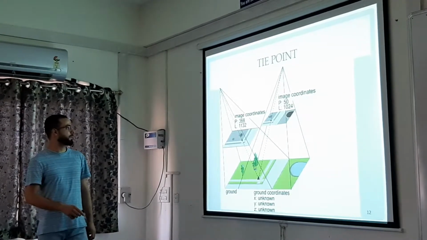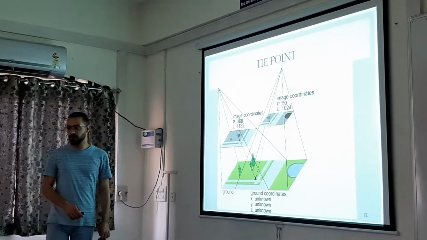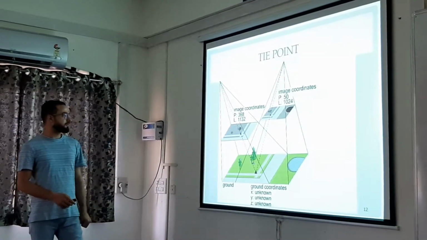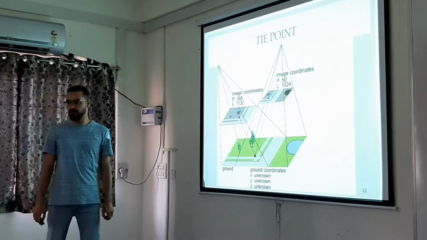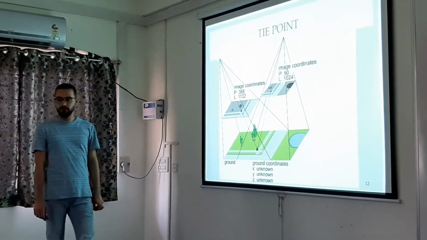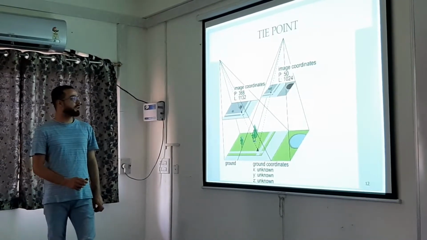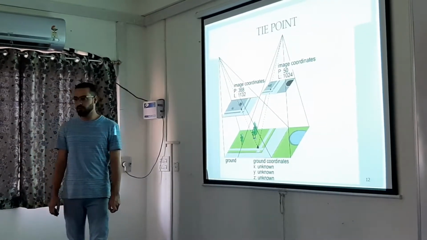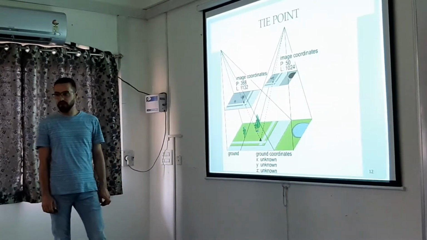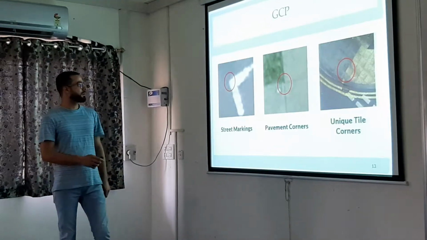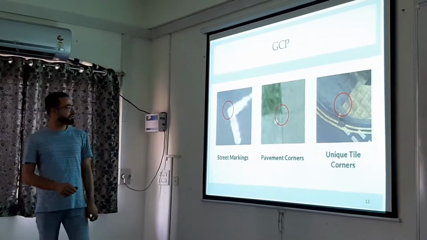Also, when we process the photos we have, after adding the photos, we need to set the camera calibration sheet, the camera parameters, and we need to add what we call tie points. A tie point means a common point between two photos whose location on the photo is known, but whose location on the ground is unknown. And also, we can add ground control points. This is the field measurement.